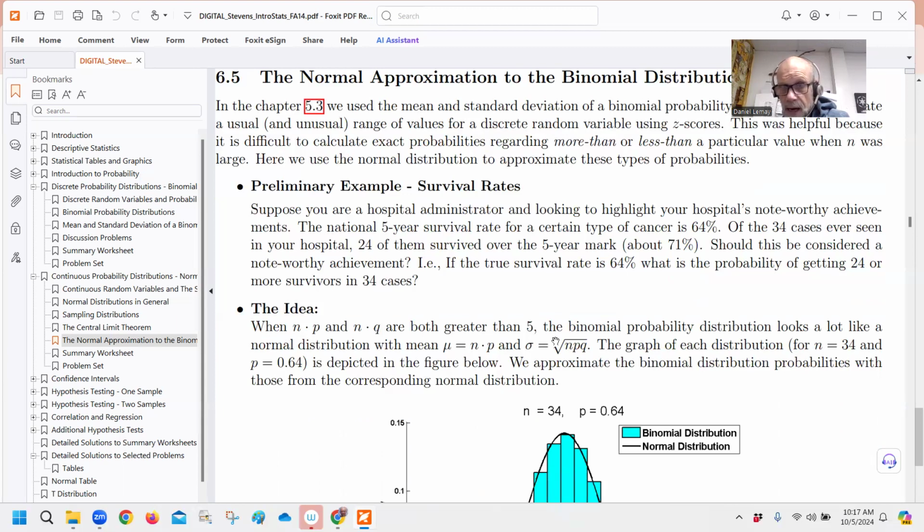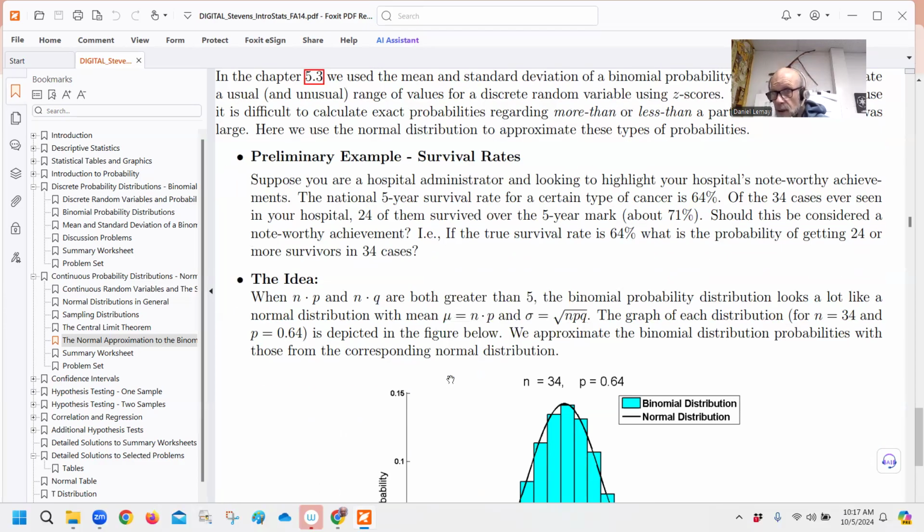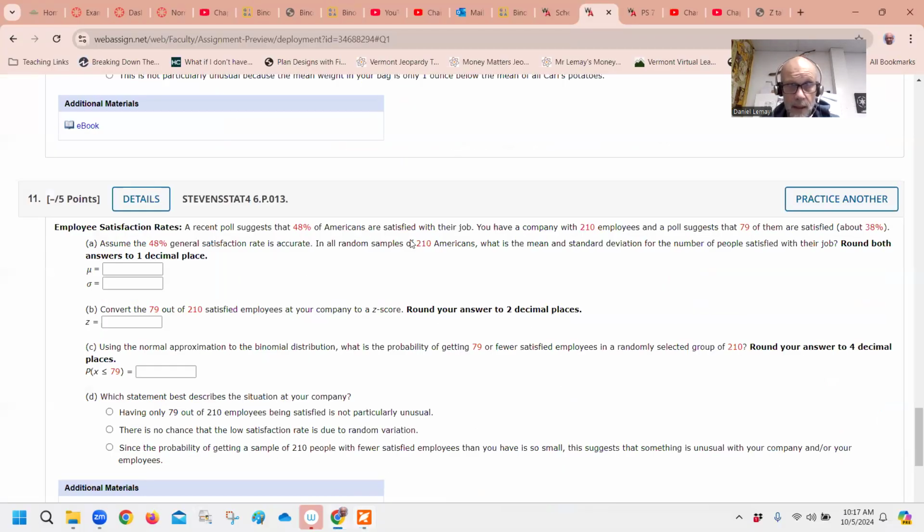And it's the same kind of calculation that we did back in chapter 5 with a normal curve. I mean, with a binomial distribution, those same mean and standard deviation calculations, we can just plug those into a normal curve calculator. So let's come back to WebAssign and let's do this.